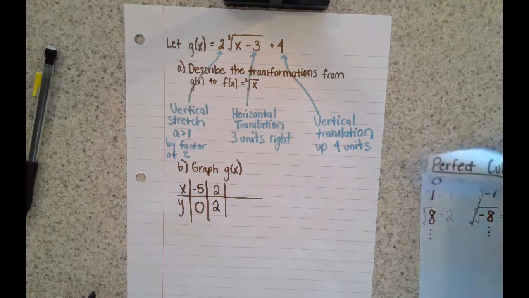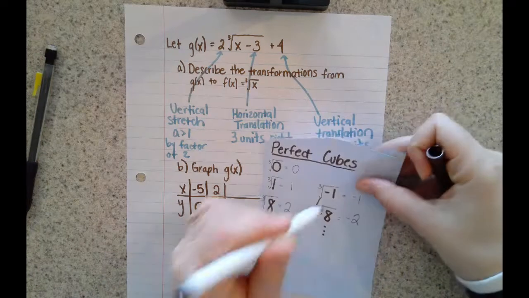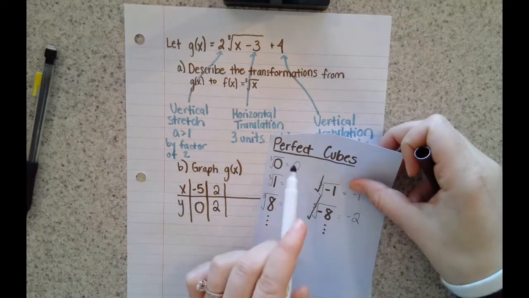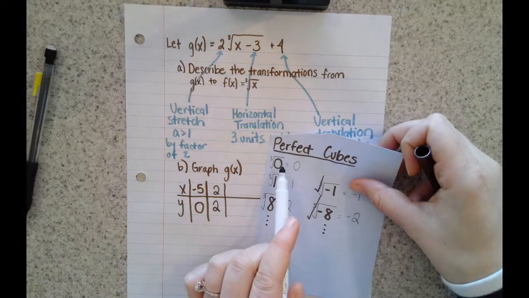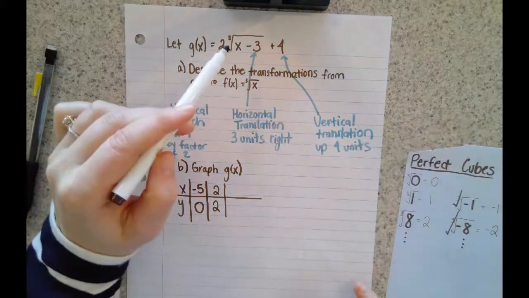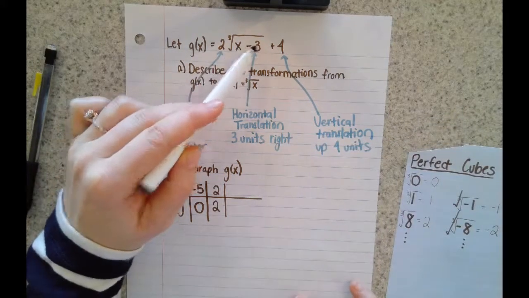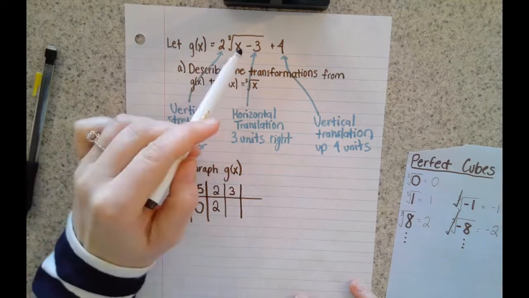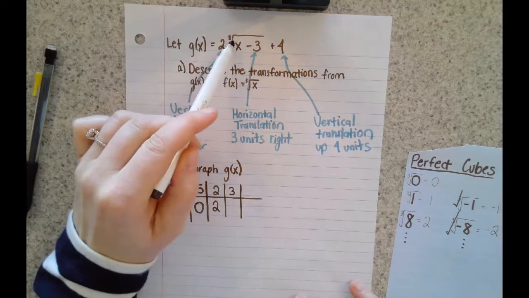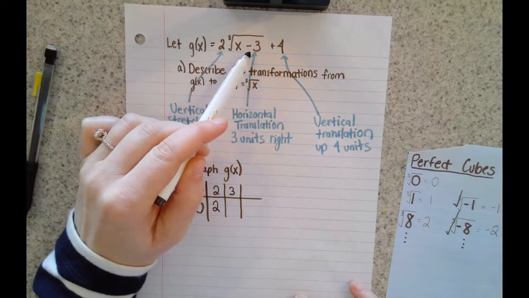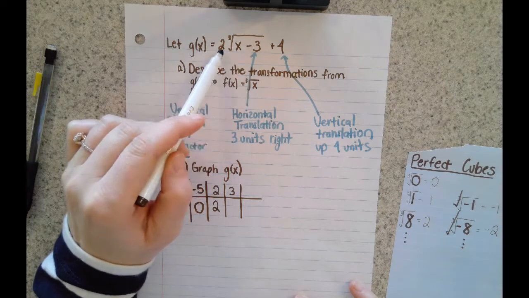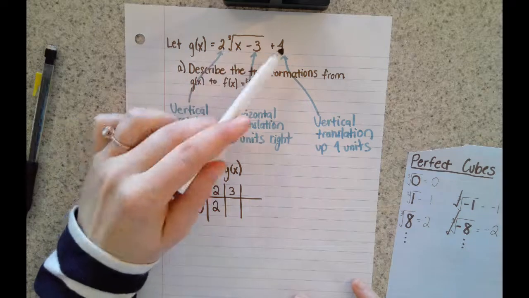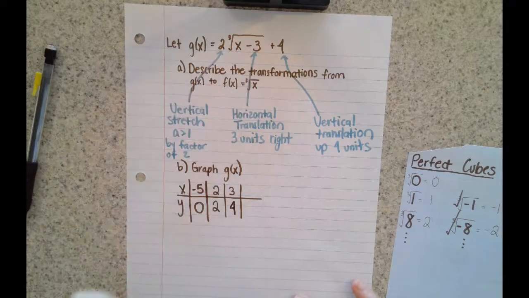All right, the next perfect cube I'm going to shoot for, I've done -8 and -1, then I'm going to do 0 next. I know that 3 minus 3 makes 0, so my next input will be a 3. 3 minus 3 is 0. The cube root of 0 is 0. 0 times 2 is 0. 0 plus 4 is 4.